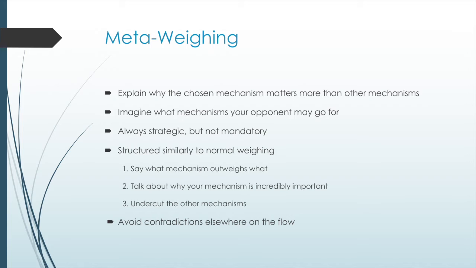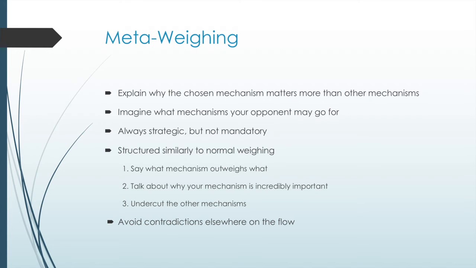So I said that those first four steps make up a normal weighing claim. So if you're making the first weighing claim of the round, you're probably going to stop there. But if there are multiple weighing claims, if there are multiple weighing mechanisms being discussed, you're going to want to go to this fifth step and do some meta weighing. So meta weighing is weighing between mechanisms. The term meta means referring to oneself, so we are weighing between weighing claims. We're going to explain why the mechanism that you are talking about matters more than other mechanisms that you think your opponent could talk about or that your opponent already has talked about.